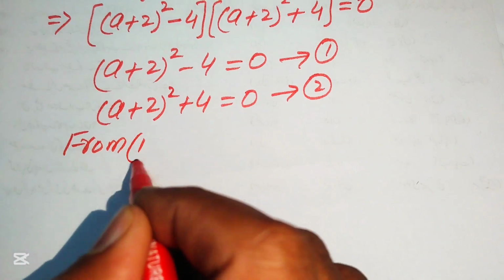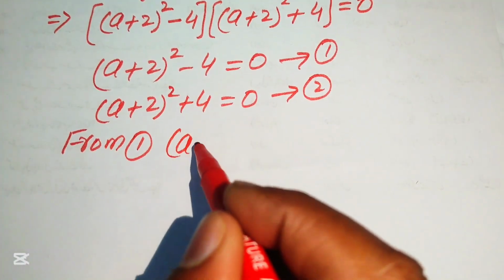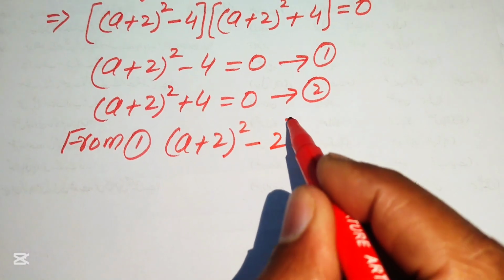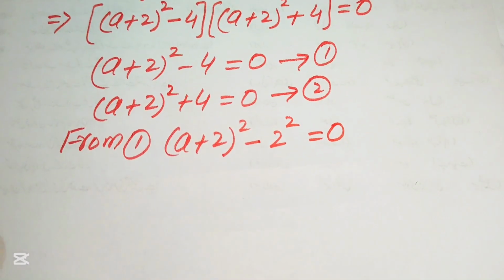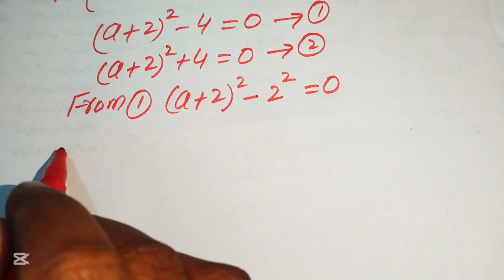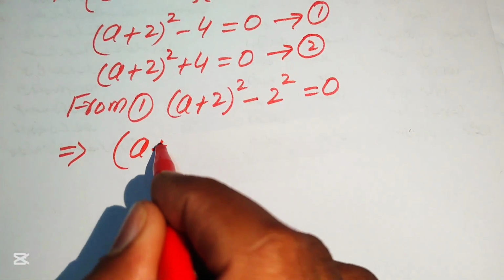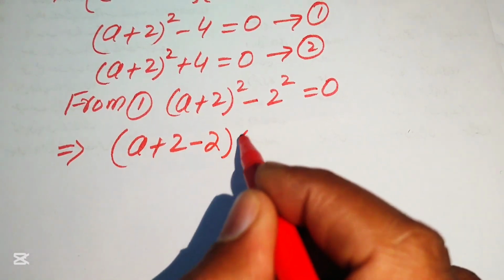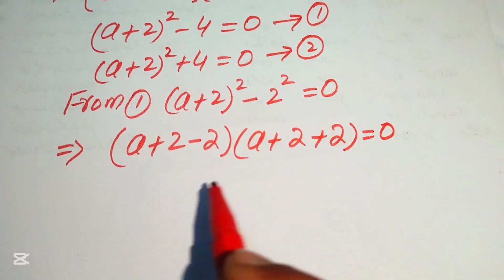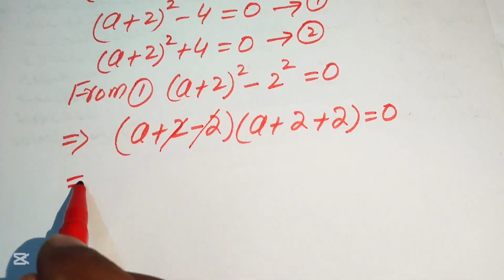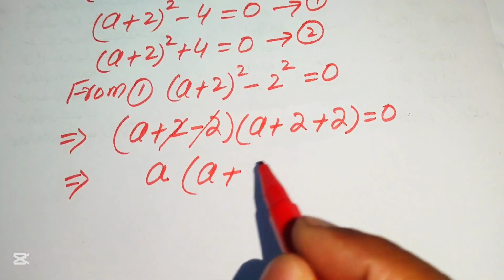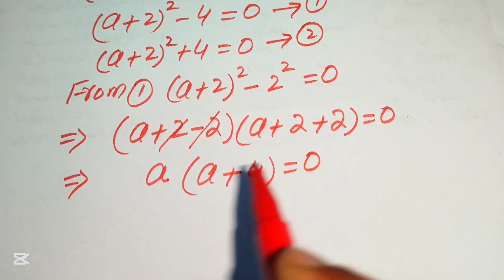From equation number 1 we copy down this equation, and it will be written as (a + 2) squared minus, we write this 4 as 2 squared, equals 0. Here we again use this algebraic formula. According to this formula we rewrite this equation as (a + 2 minus 2) times (a + 2 plus 2) equals 0. So this minus 2 and plus 2 cancel each other, and here we get a only, and here a plus 2 plus 2 becomes a plus 4, and this equals 0.